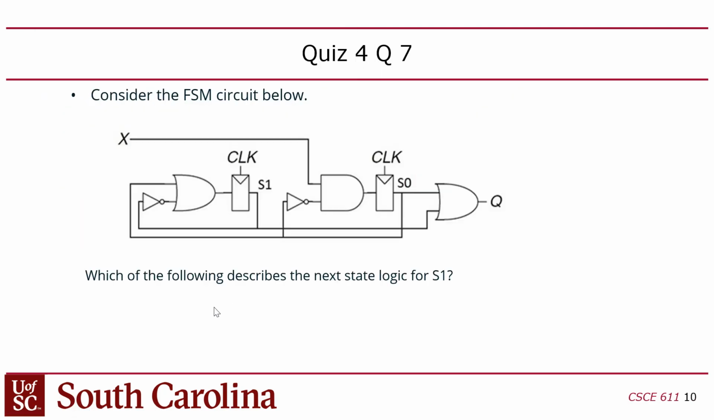Okay, this one says, what is the next state logic for S1? S1 is, let's see, S0. If you trace this wire, we've got S0 or not S1, right?